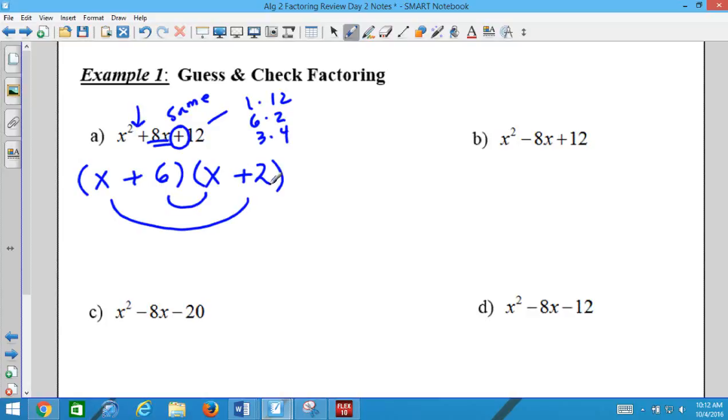So then we check it. We do our outer, x times 2, and we do our inner, 6 times x. Do those add up to the 8x? Yes. Check. We have the right answer.